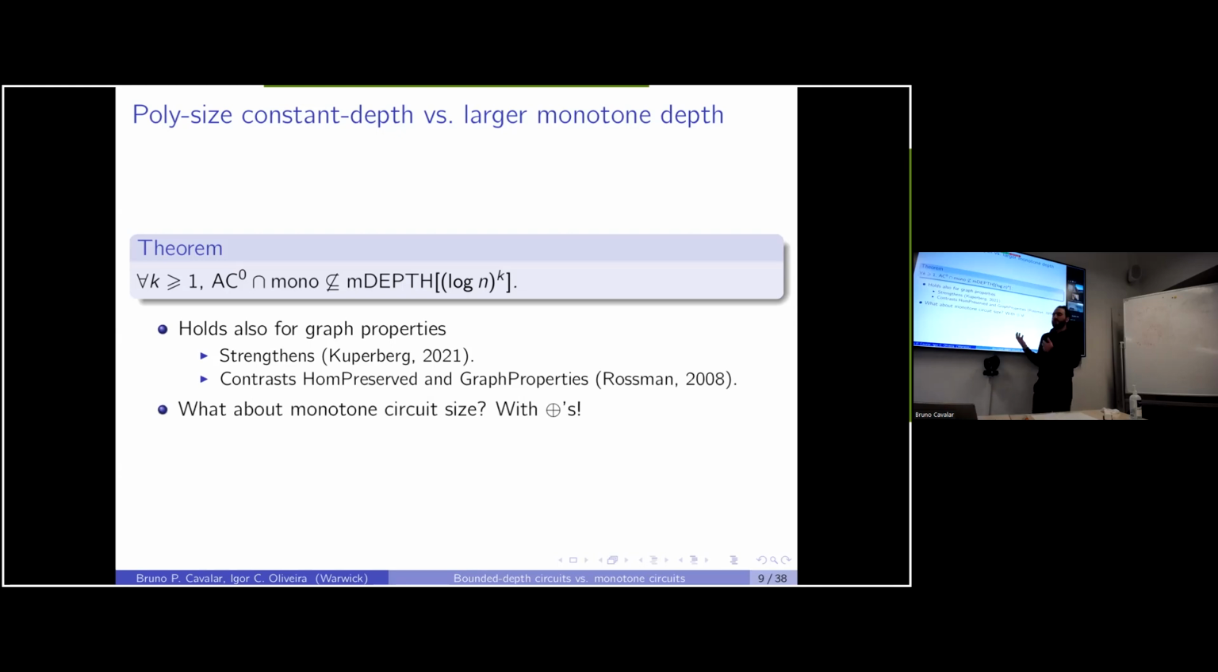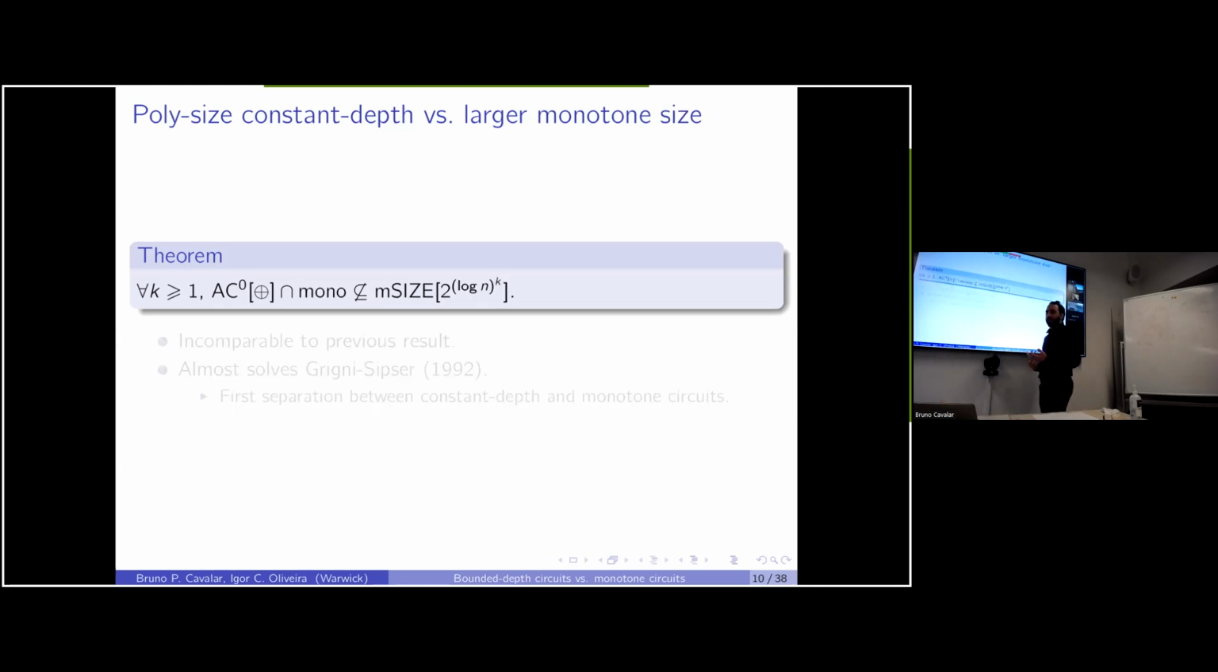So, what about monotone circuit size? Here we can just get a depth lower bound. Can you say something about circuit size? And the answer is yes, but you do have to give some extra power to AC0. So again, for every k, there is a monotone function in AC0 with parity, and you get a quasi-polynomial size lower bound.